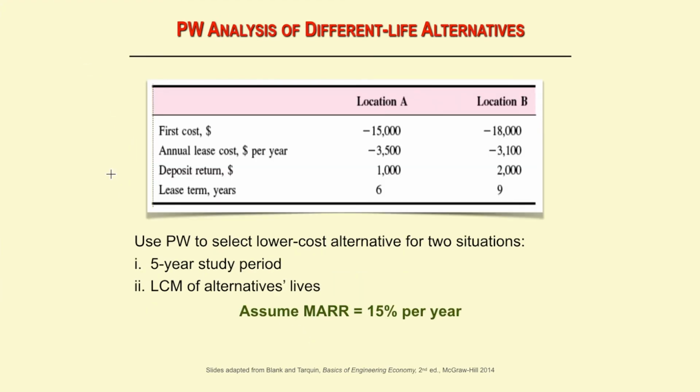Now let us look at an example of applying present worth analysis on different life alternatives. So we have two locations here, and each location has a different lifetime. Location A has a lifetime of 6 years, while location B has a lifetime of 9 years. And we want to apply present worth analysis to select the lower cost alternative. And we want to use two methods to apply the present worth analysis. The first method is by using a 5-year study period, and the second method is by using the LCM.